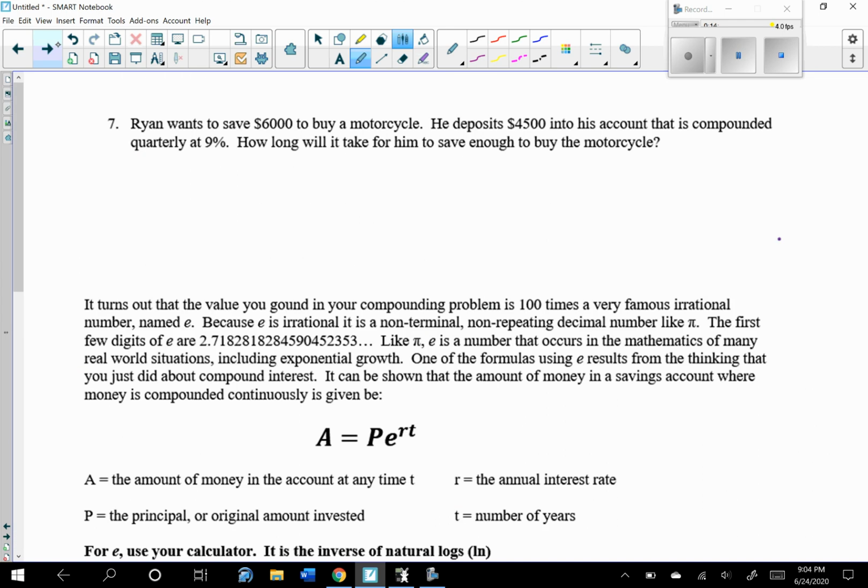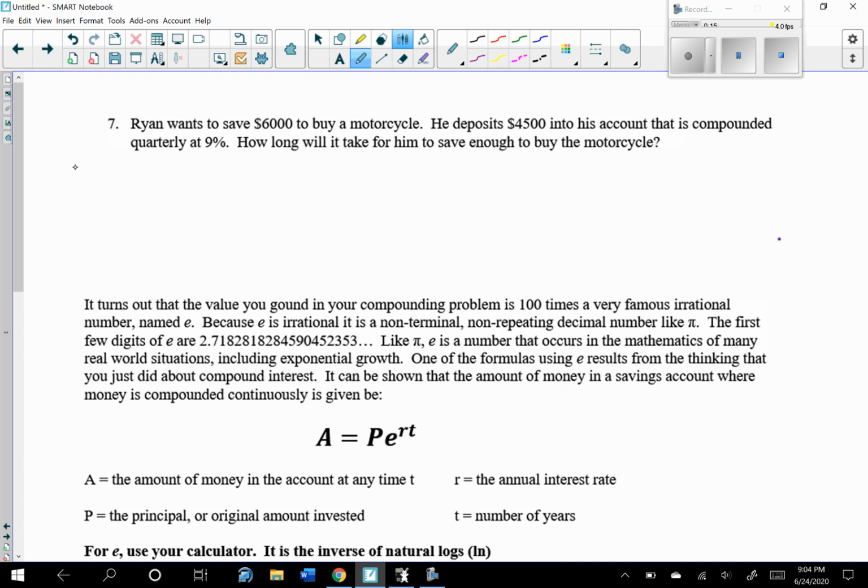All right, question 7 says Ryan wants to save $6,000 to buy a motorcycle. He deposits $4,500 into his account that is compounded quarterly at 9%. How long will it take him to save enough money to buy the motorcycle? So go ahead and pause your video and do this problem on your own. When you're done, you can unpause it.